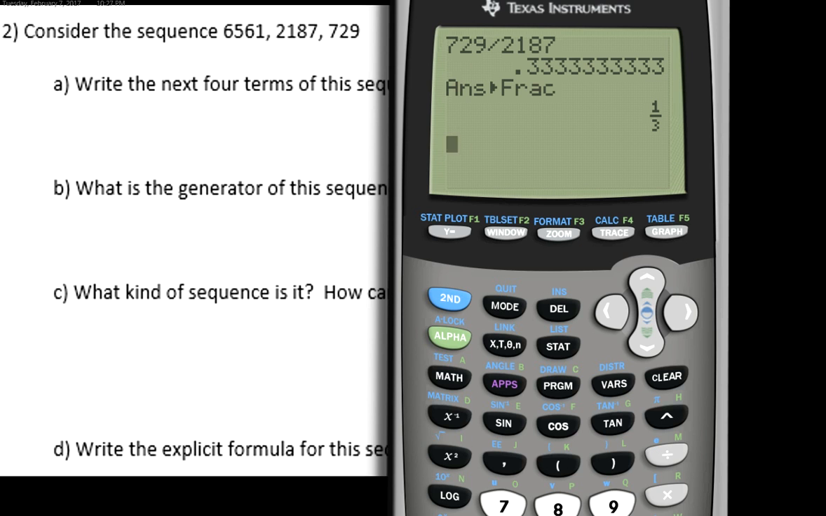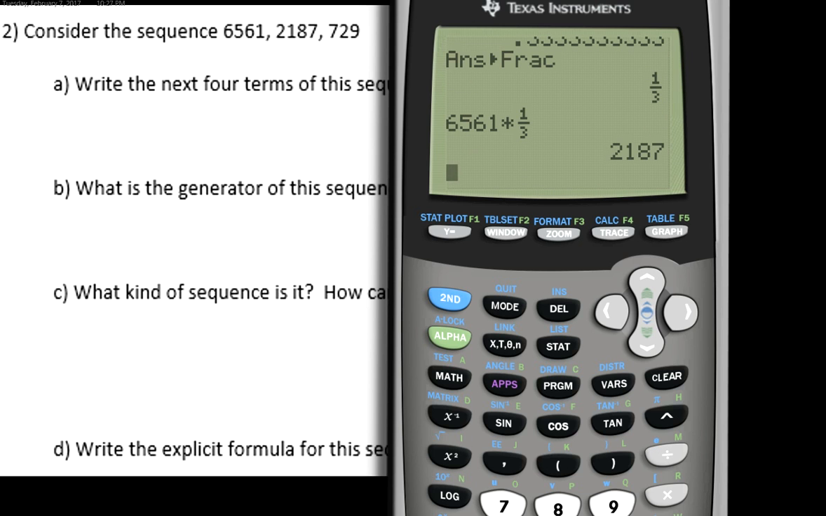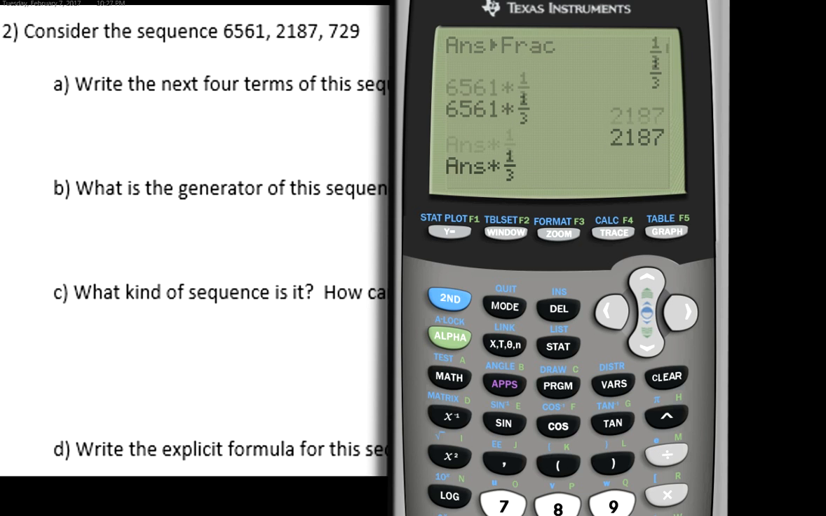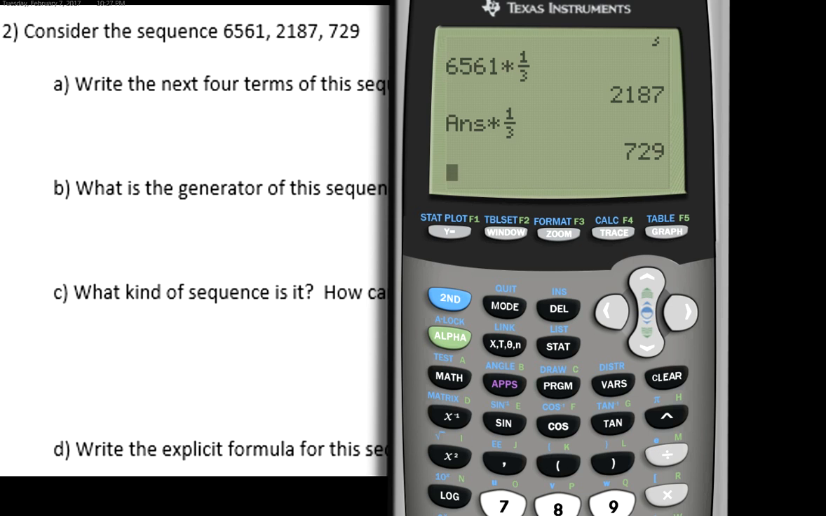So I could start, for example, with the first term, 6,561, and verify it by multiplying by this. Multiplying it by 1/3, I do get the second term, 2,187, and I can multiply that by 1/3 again. And when I multiply it by 1/3, I get 729.